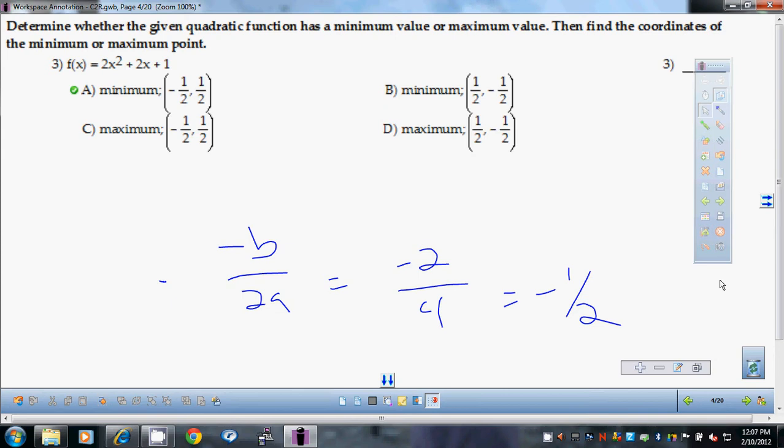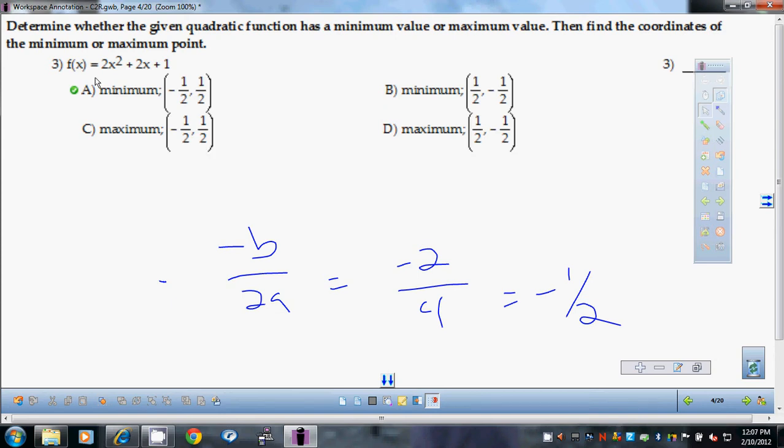Now, let's say A and B had the same x value. How could you find the y value? Plug it into the function. All you got to do. Questions on that one?